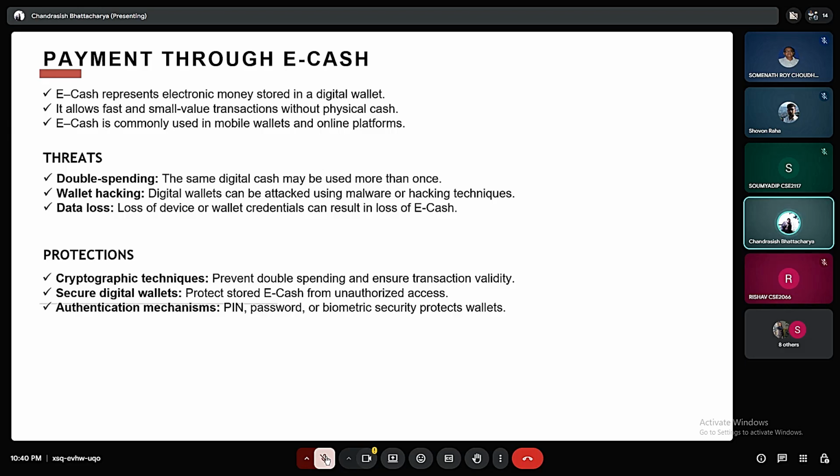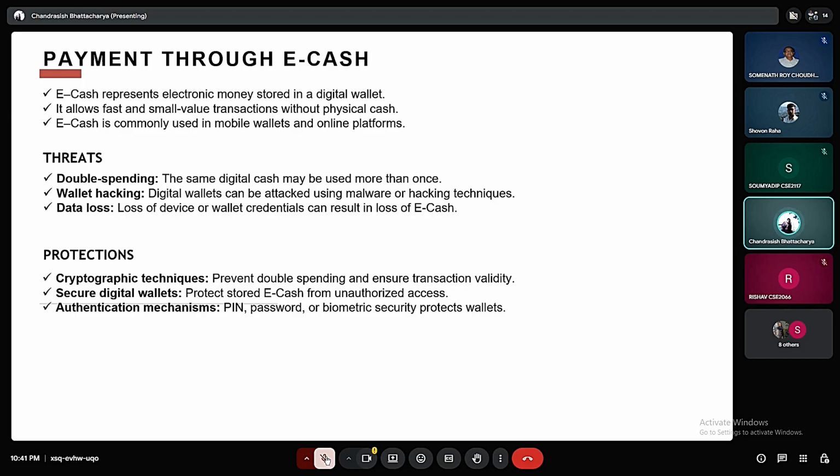E-cash represents electronic money stored in digital wallets. It allows fast and small-value transactions without physical cash. E-cash is commonly used in mobile wallets and online platforms. So with convenience, there arise some security threats.